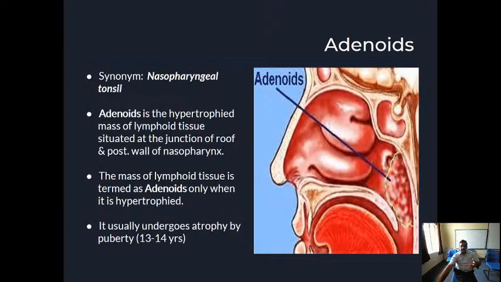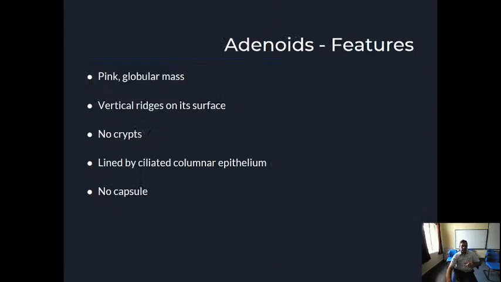Then adenoids, which are called the nasopharyngeal tonsils, are situated behind as a mass of lymphoid tissue, and usually undergo atrophy at the time of puberty. How the adenoids look: a pink globular mass, with vertical ridges on its surface. There are no crypts, it is lined by ciliated columnar epithelium, and there is no capsule. This is the structure of the adenoids.